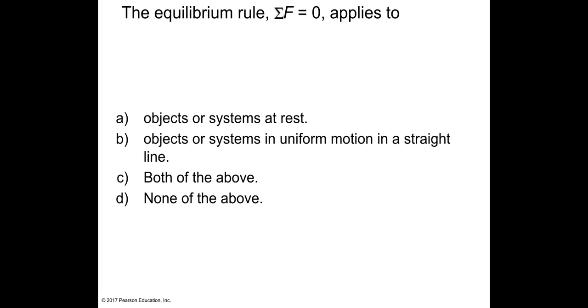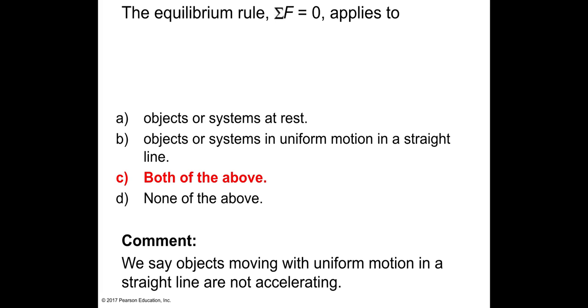But another scenario is that a body can be moving with uniform velocity, or it can be moving but not accelerating. So if a body is not accelerating, that is also an equilibrium condition. If it is moving in a uniform motion in a straight line, that is also equilibrium. And so both of the above is the right answer. So take note, when a body is not accelerating, it is not experiencing any net force. Okay?